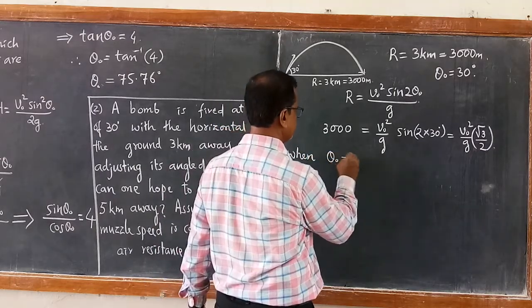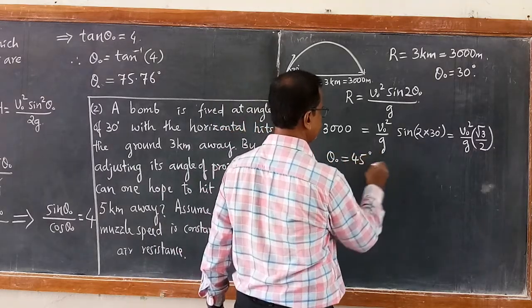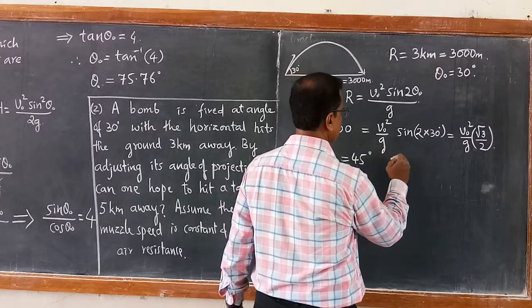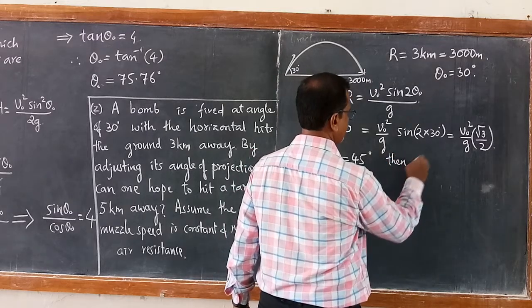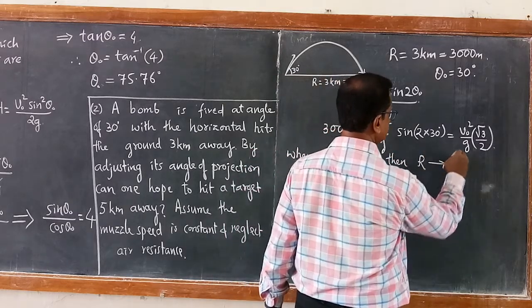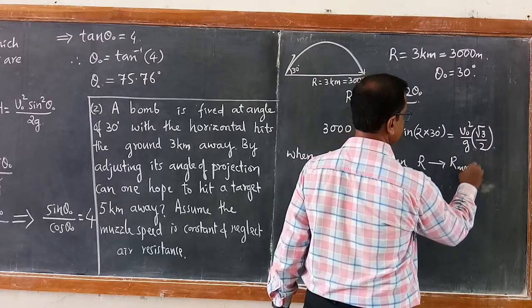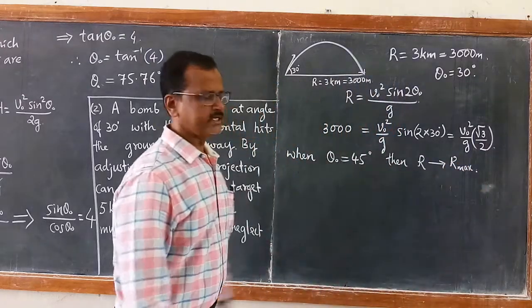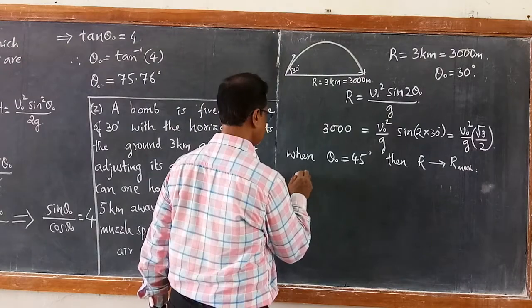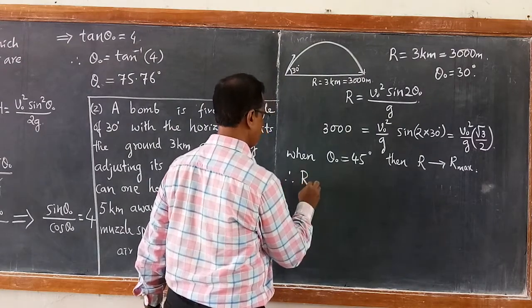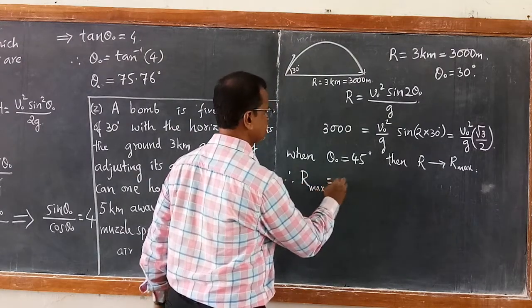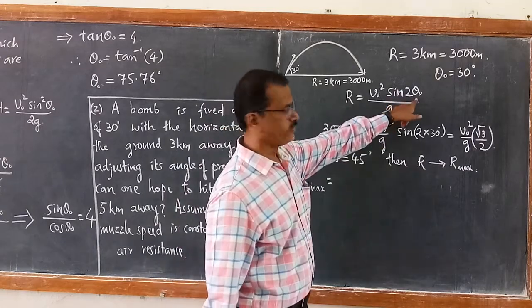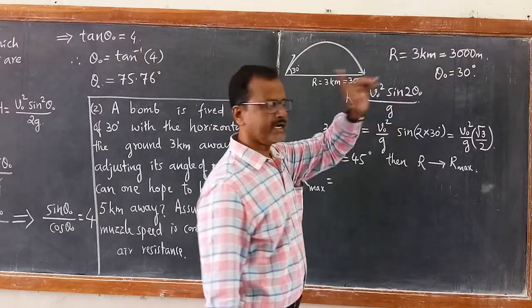When theta naught is equal to 45 degree, then R becomes R max. What is the equation for R max? Therefore, R max is equal to V0 square upon G into sin 2 into 45. Again, sin 90. Sin 90 becomes 1.